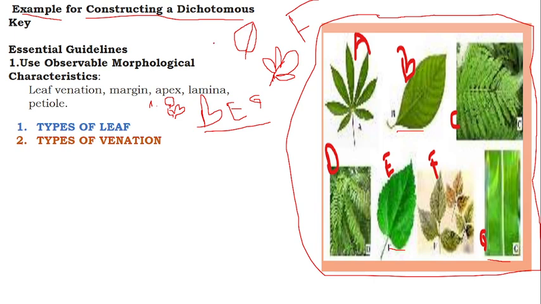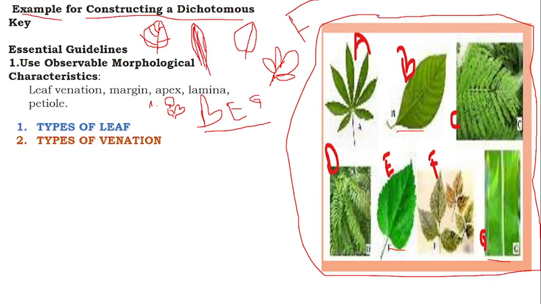There are 2 rifts here in front of me, and this is the main vein. There is another rift here, which also has a main vein. When the veins are like this, a network, not parallel to the main vein, it is called reticulate venation. But when the veins are parallel to the main vein, this venation is called parallel venation.